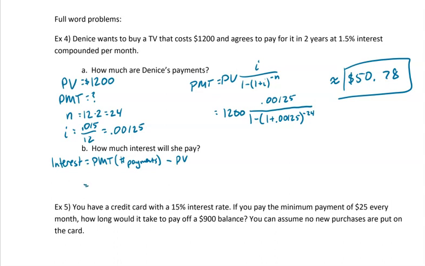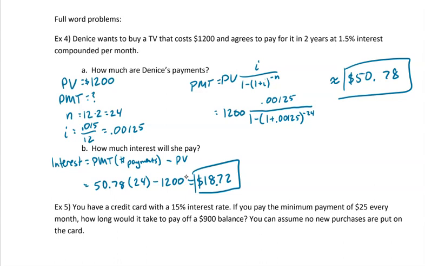So in our case, it would be $50.78 times, we had 24 total payments, because that's just our n, minus 1,200. And if we put that in our calculator, we get $18.72. Now keep in mind, this isn't perfectly accurate because we did round our payments. So the interest is going to be a little off because of that. But that's about how much interest in total.